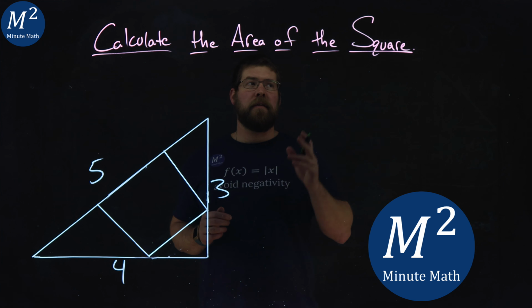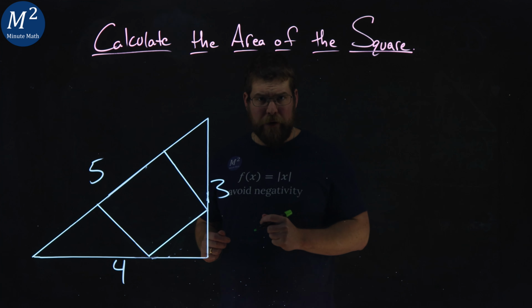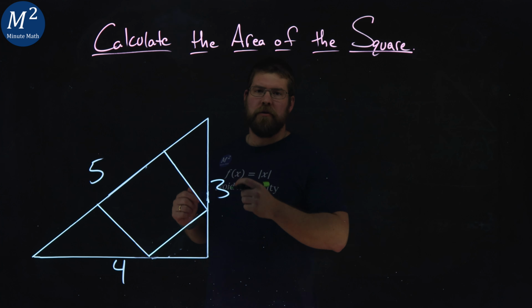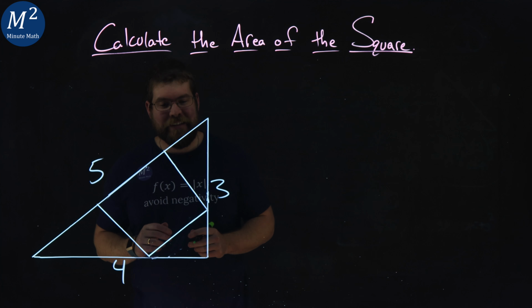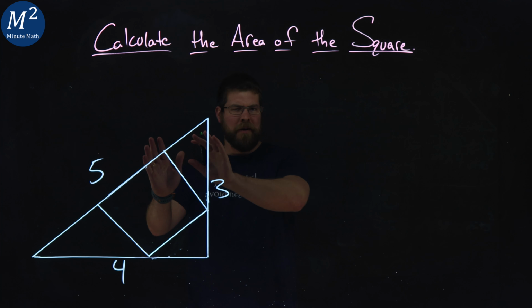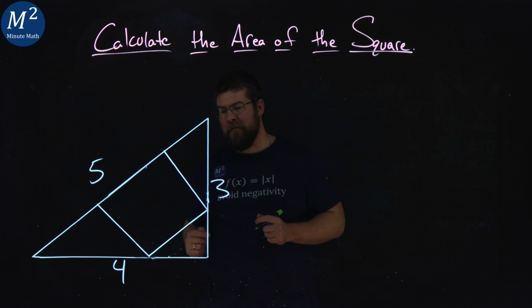And we're going to calculate the area of this square. Now we have this figure here. We got a triangle, and I'm telling you there's a square on the inside. Not the best drawn square, but bear with me.